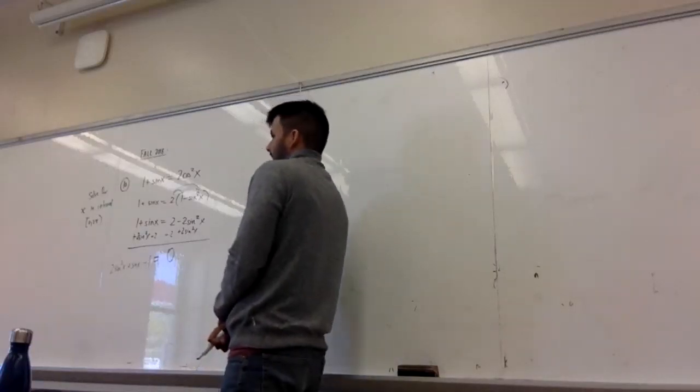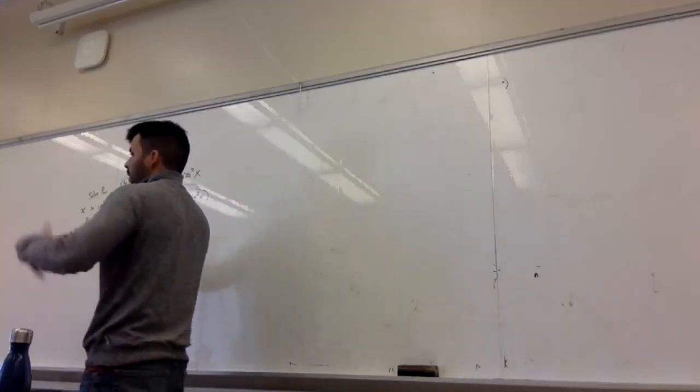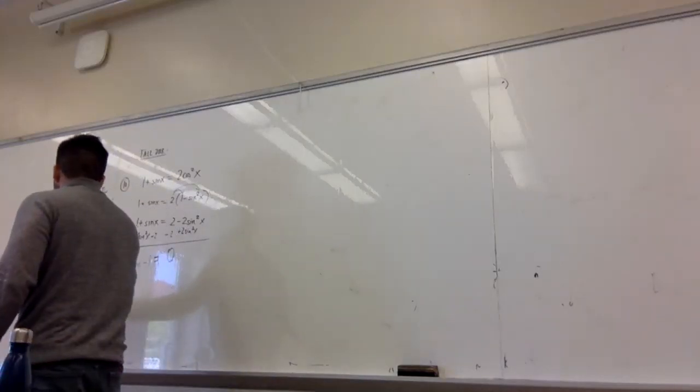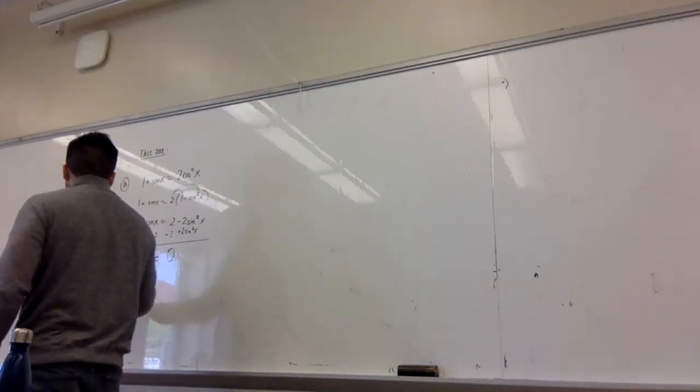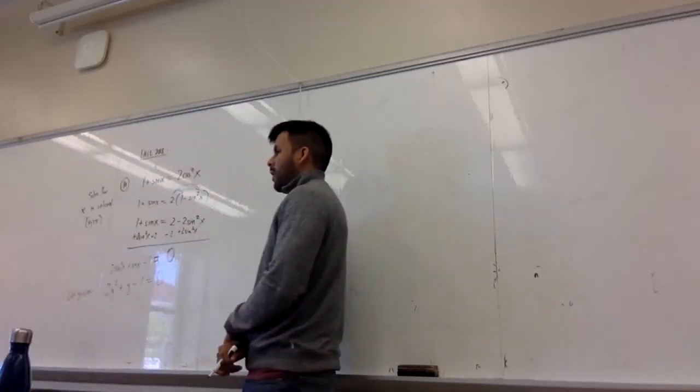The reason why I do that is because we already have x, so we'll use another variable. I'm going to say let y equal sine of x. Now when I do that, I get 2y squared plus y minus 1 equals 0. And this is what?